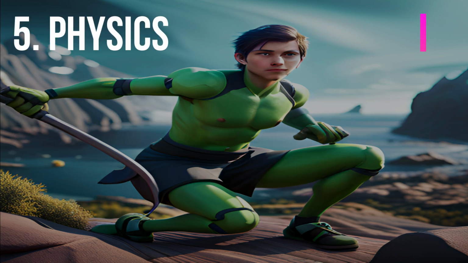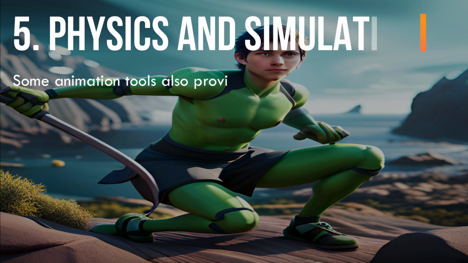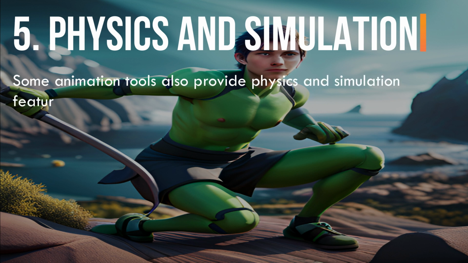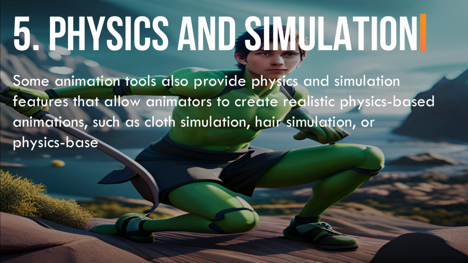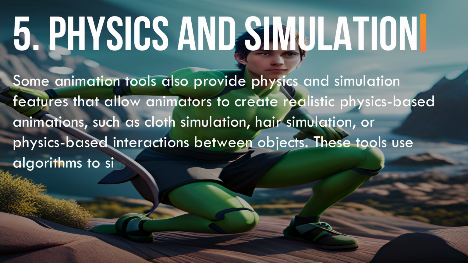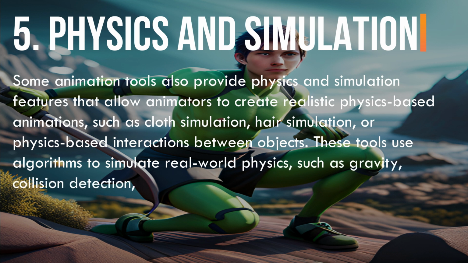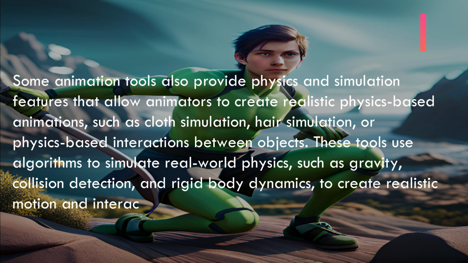5. Physics and simulation. Some animation tools also provide physics and simulation features that allow animators to create realistic physics-based animations, such as cloth simulation, hair simulation, or physics-based interactions between objects. These tools use algorithms to simulate real-world physics, such as gravity, collision detection, and rigid body dynamics, to create realistic motion and interactions in the animation.